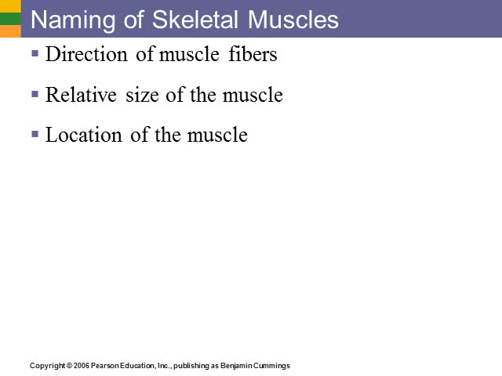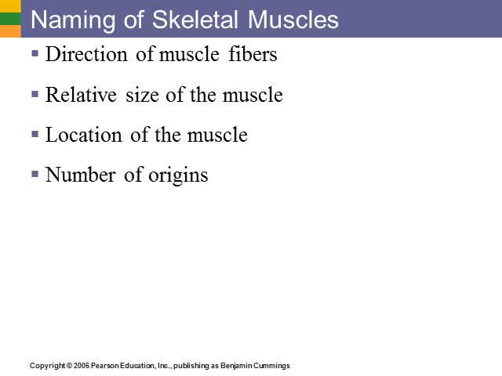Some muscles are named by the location. Where do you find it? For example, what bone is it under? So as you're studying the skull, there's a muscle called the temporalis, which helps to close your jaw. You have the biceps femoris. That muscle is found on the femur. Tibialis anterior is found on the tibia.